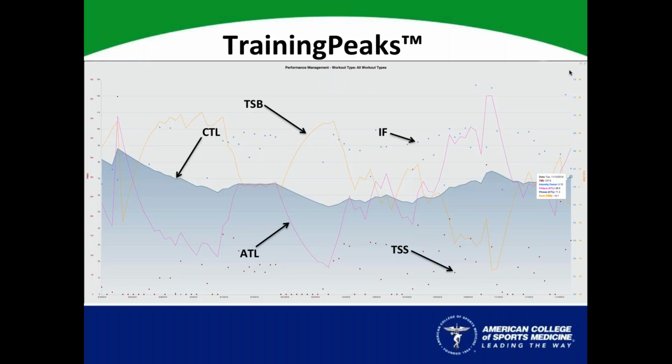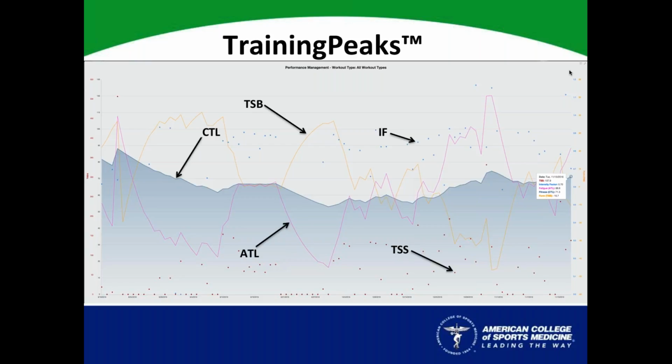So what I want you to appreciate about this is that as the ATL goes down more and more, the training stress balance goes more to the positive. As ATL goes down sharply, you start to see the CTL go down with it, but not quite as sharp, because remember, that's a 45-day average. As the ATL goes up, you're going to start to see the CTL go up more and the training stress balance go down.